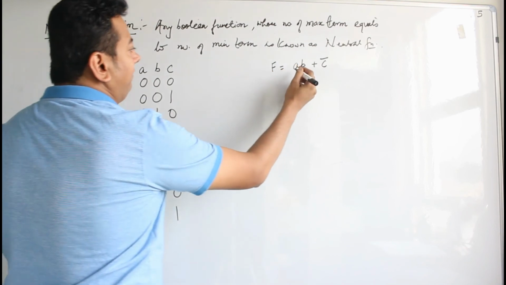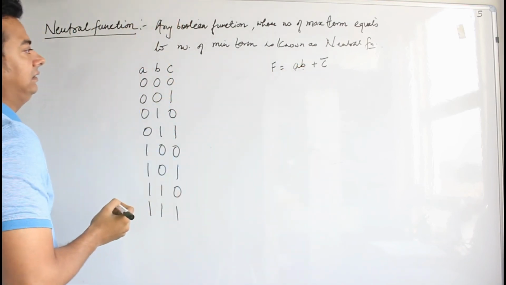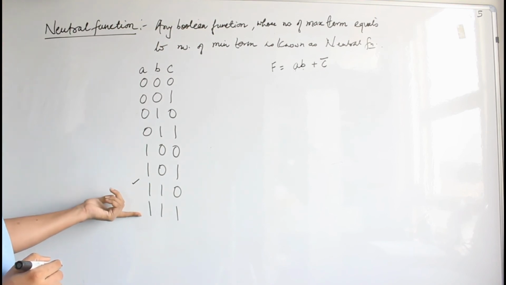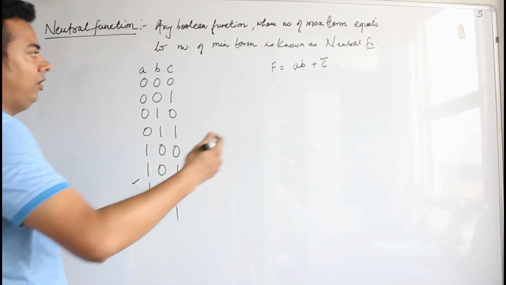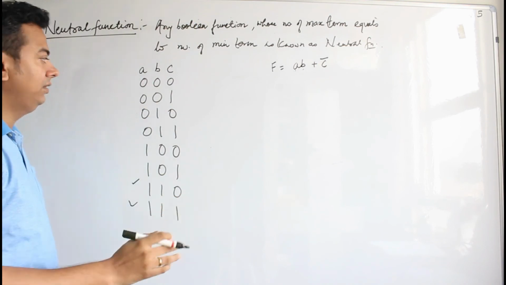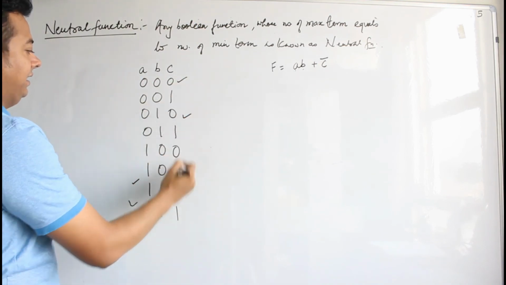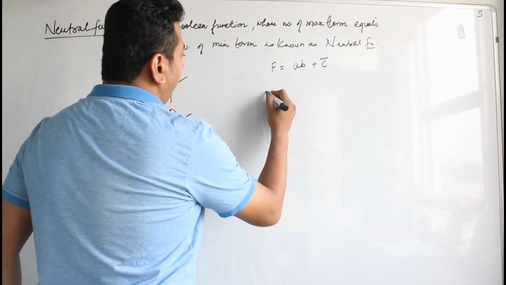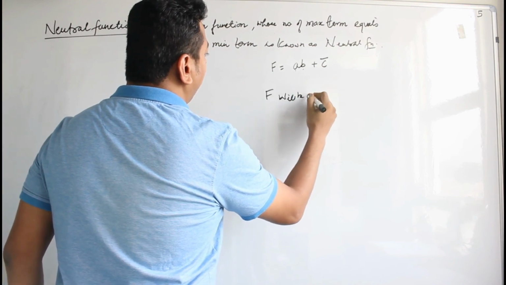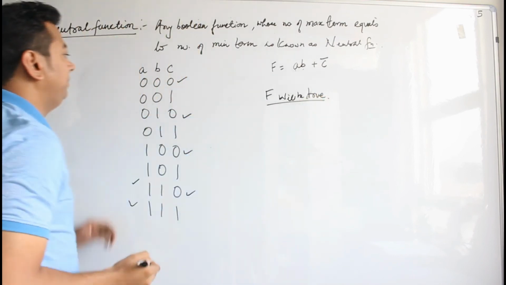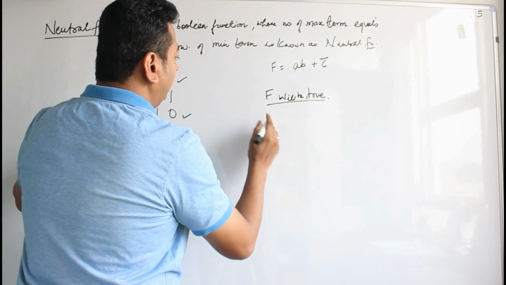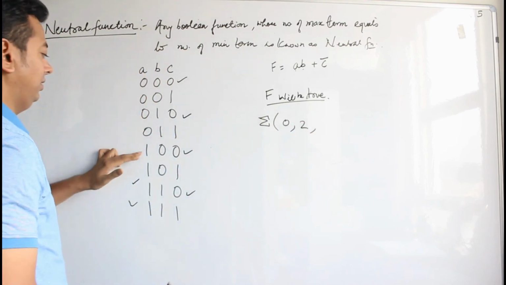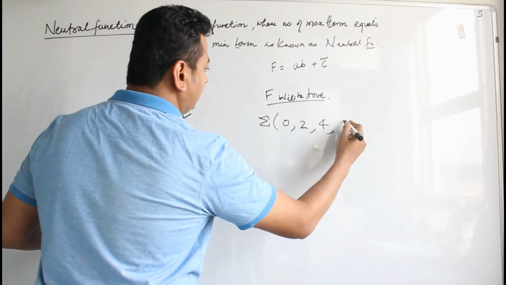So in this case, the function is true when A and B both are equal to 1, right? This is the case when A and B both are 1, and in this case also A and B both are 1, right? Or C could be 0. So C could be 0 in this case, in this case, in this case, in this case, right? So what are the total possible rows for f? f will be 1, f will be true in which cases? Let's write in min terms. It is 0, it is 2, it is 4, it is 6 and 7.